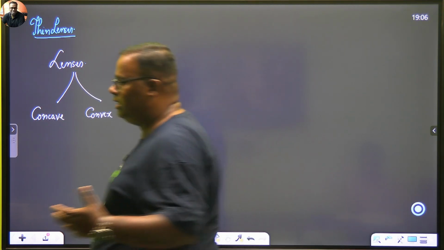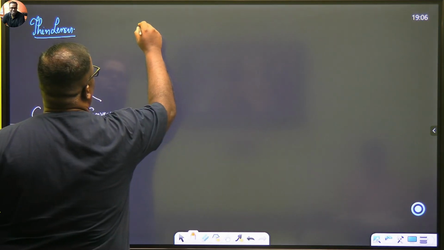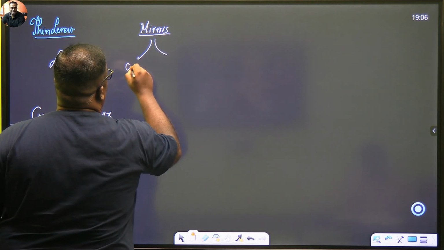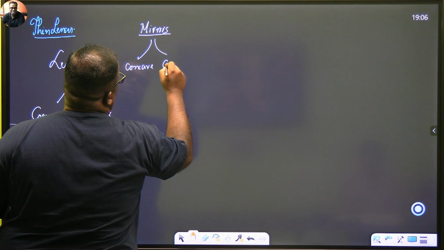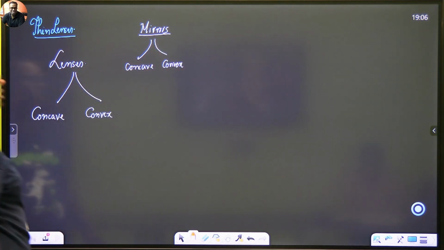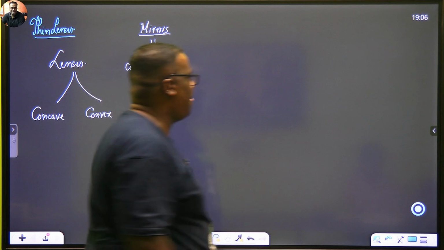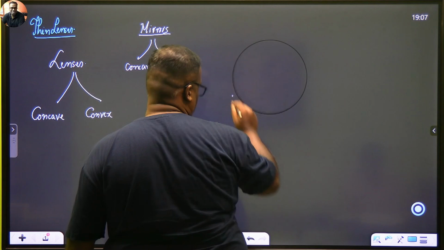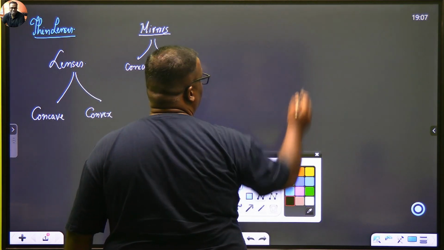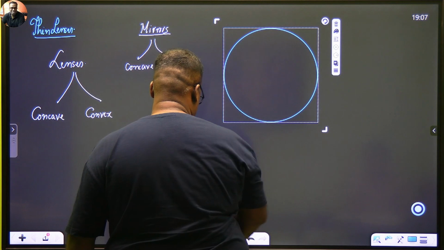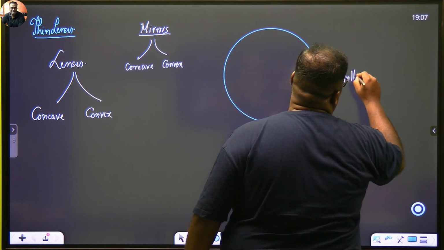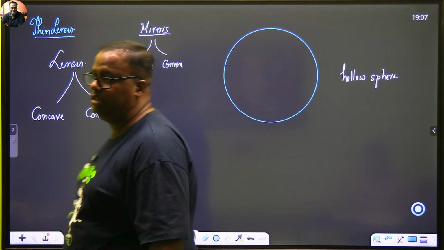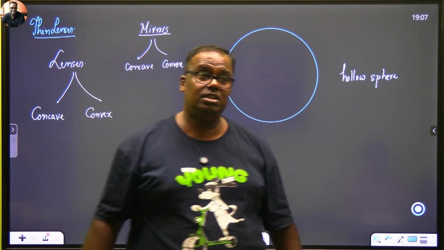So when we study lenses, just for your knowledge, mirrors are also of two types, concave and convex. So let us understand mirrors a little, then it will be easy for us to understand lenses. Okay, so try and think of a shape which is a hollow glass sphere. What is this? This is a hollow sphere, and this hollow sphere is made up of glass, means it is like a football.